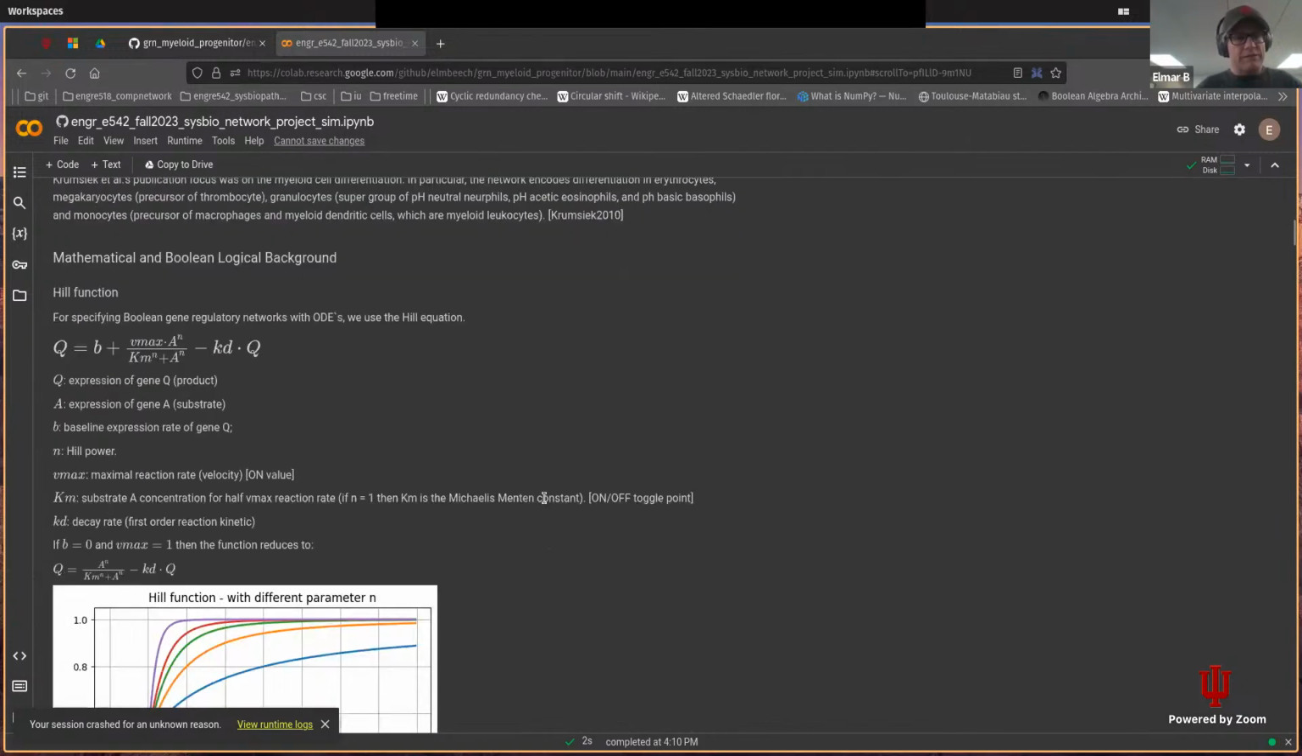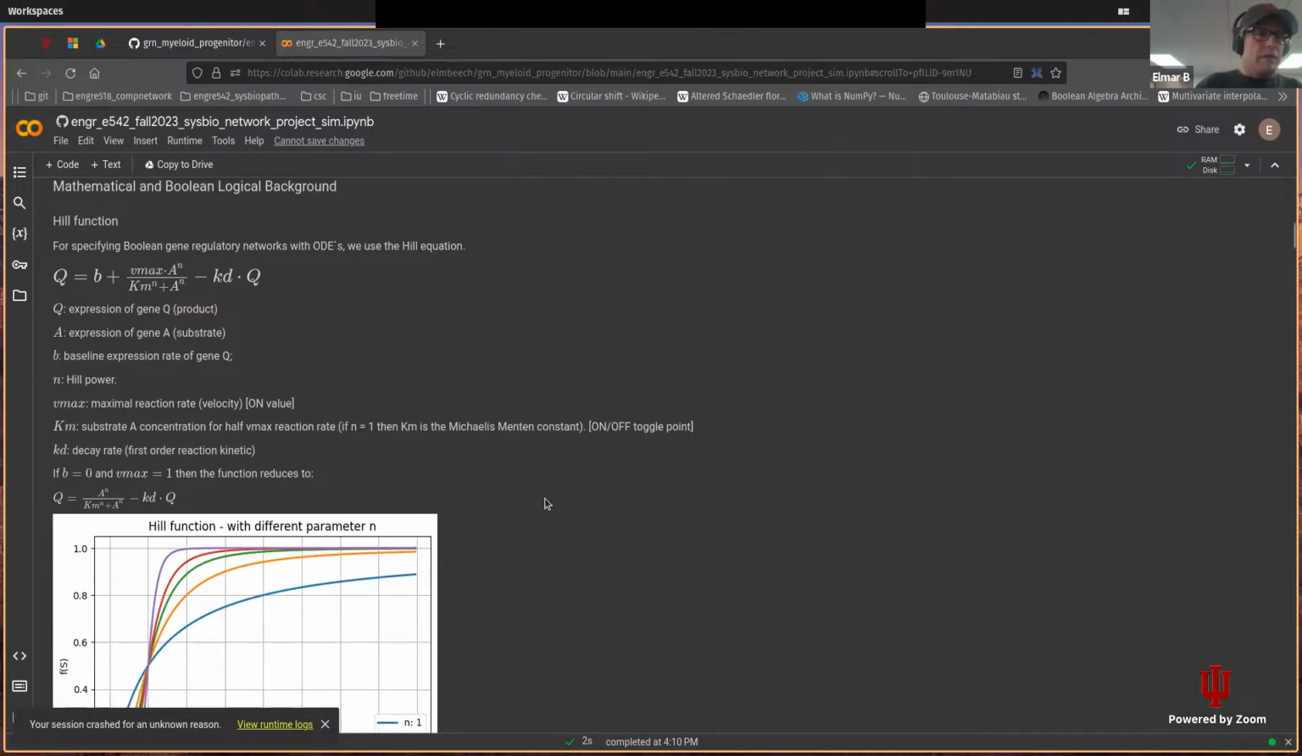Take quickly a step back to the mathematical background. So we study here Boolean chain regulatory networks, and the functions we use to simulate, to make step functions, with ordinary differential equations.